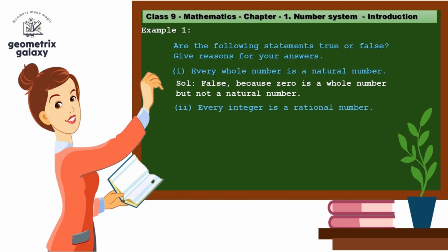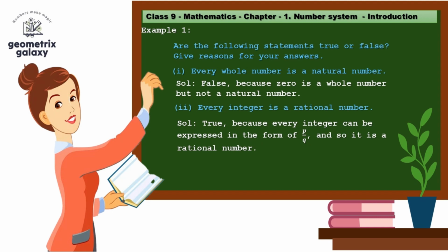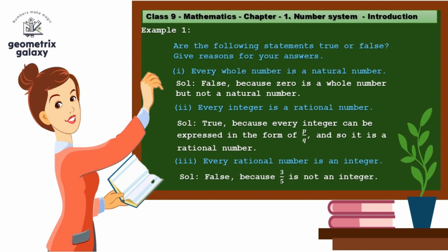Second subdivision is: every integer is a rational number. Yes, it is true, because you can take any integer and write it in the form of p by q. For example, 5 can be written as 5 by 1, or minus 7 as minus 7 by 1. So we can write any integer in the form of p by q. The third subdivision is: every rational number is an integer. This is false. We have rational numbers in the form of p by q, like 3 by 5. So 3 by 5 is not an integer.